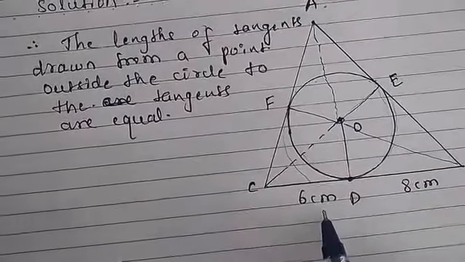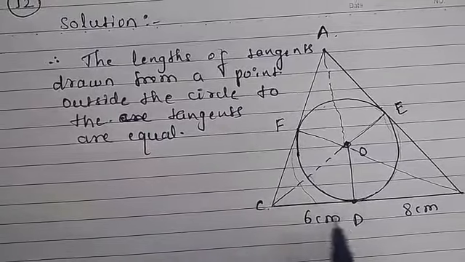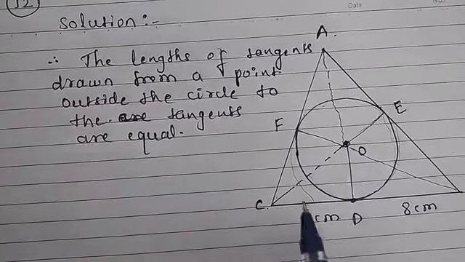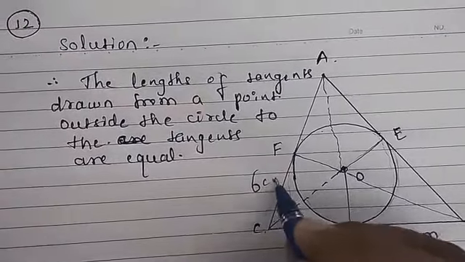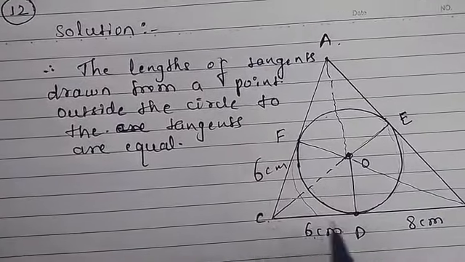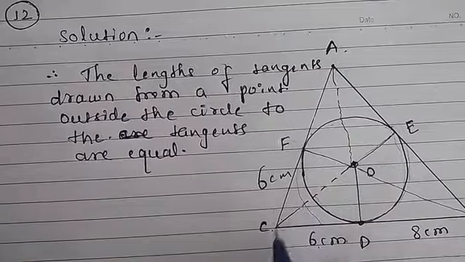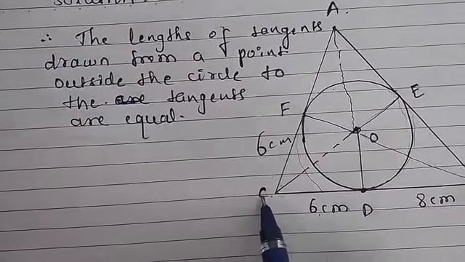Now see in the diagram, CD is equal to 6 centimeter. Then what about the CF here? This is also 6 centimeter because CD and CF are the two tangents from the external point C.